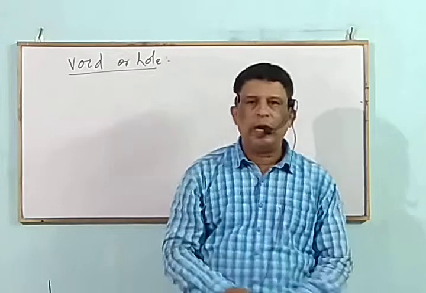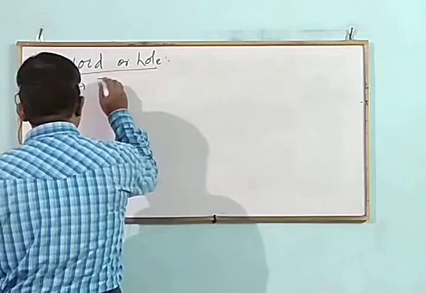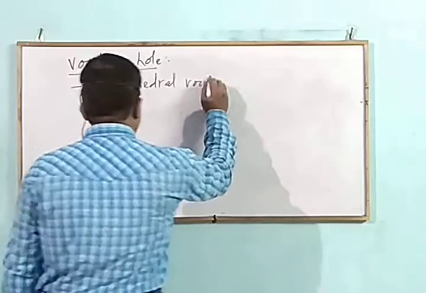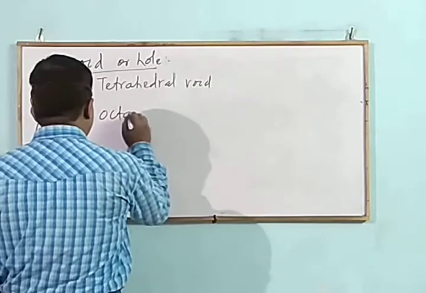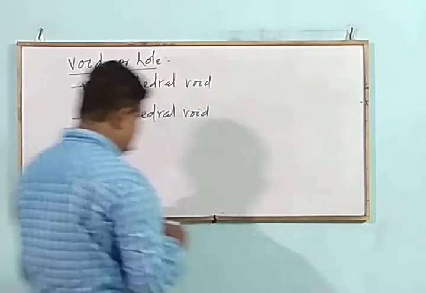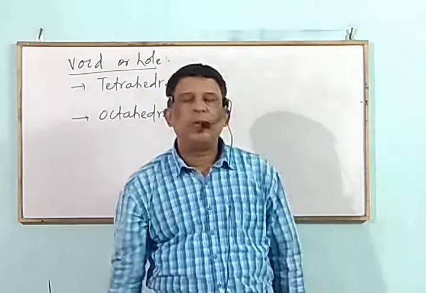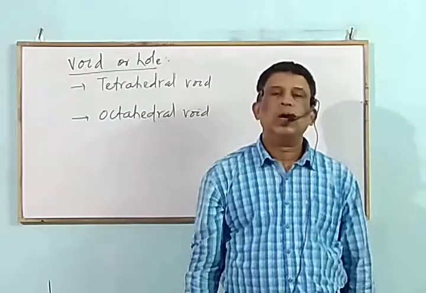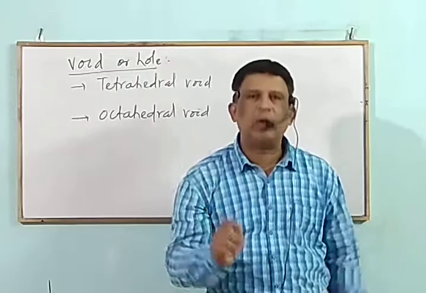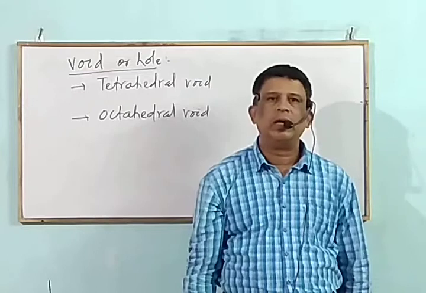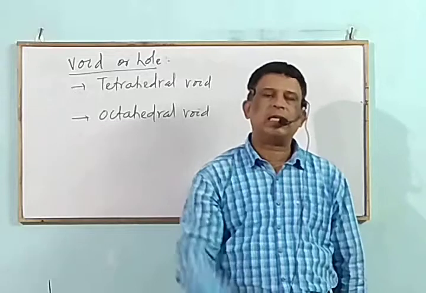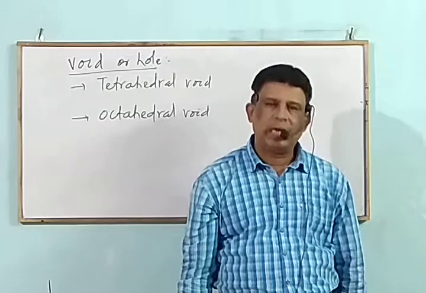There are two types of voids. One is known as tetrahedral void and one is known as octahedral void. Let us discuss one by one. What do you mean by tetrahedral void? When one sphere is placed over three other spheres which are in closest approach in such a way that between the four spheres some empty space is left behind, that is known as tetrahedral void.